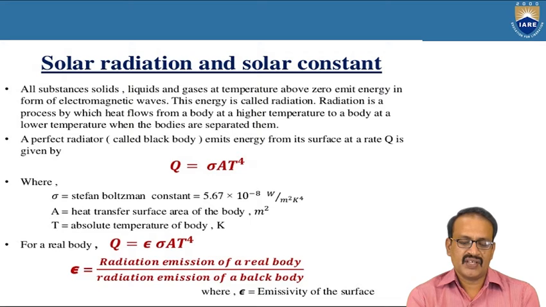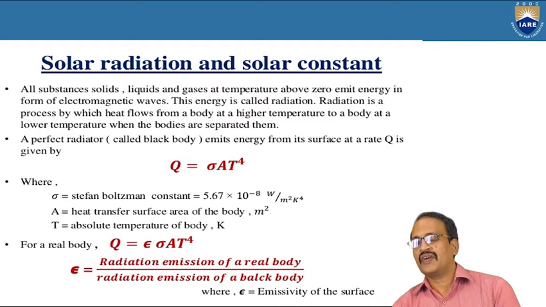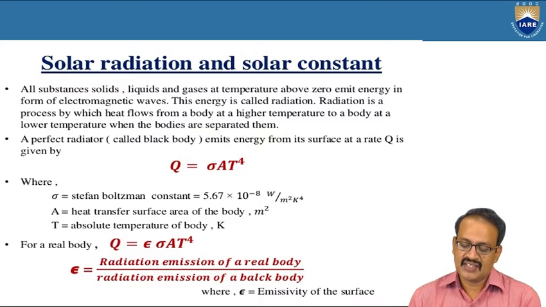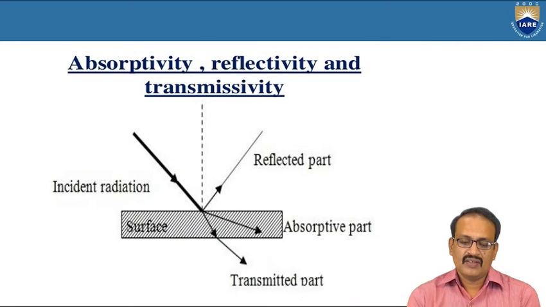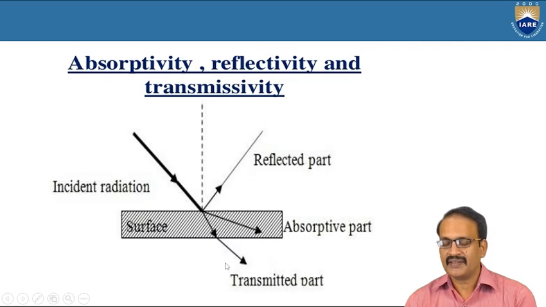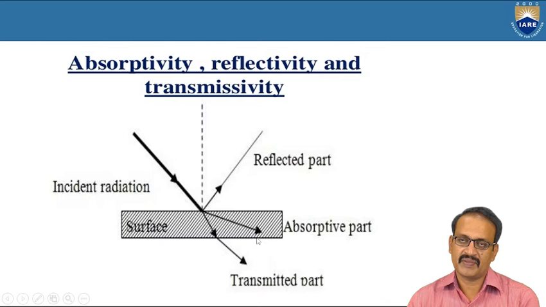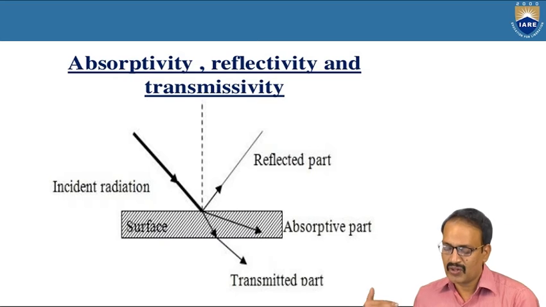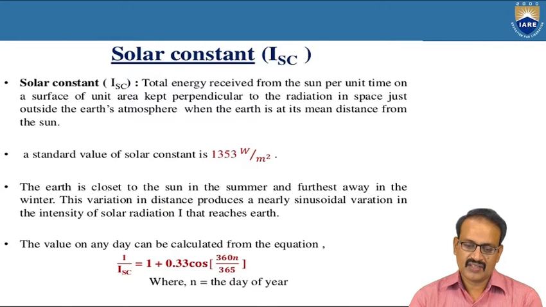So epsilon is the radiation emission of a real body divided by the radiation emission of a black body. So epsilon is the emissivity of the surface. So finally, the surface is the thing which is going to emit. So what happens actually if the rays are reaching some body? This is the direct ray actually. Some amount is reflected back, some amount is absorbed by that material, and some amount will transmit. So it will go through it and come out of that. So that's actually going to happen.